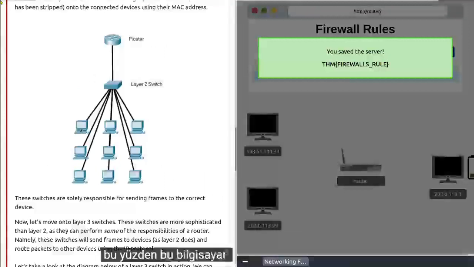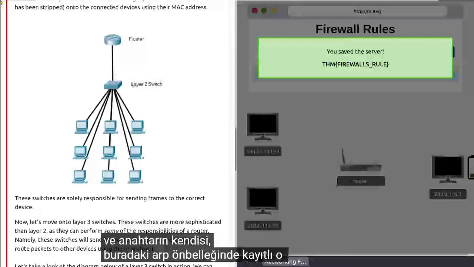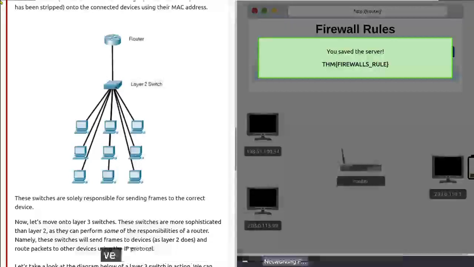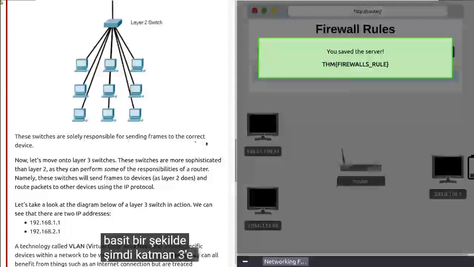So this computer sends something here, and the switch itself has that MAC address saved in the ARP cache here, and it'll forward it along. So pretty straightforward. Now let's move on to layer 3 switches.